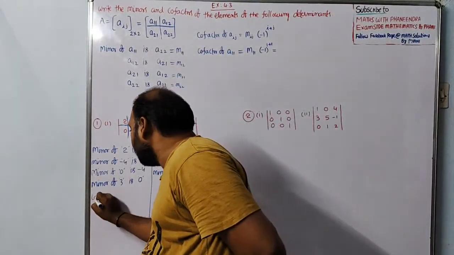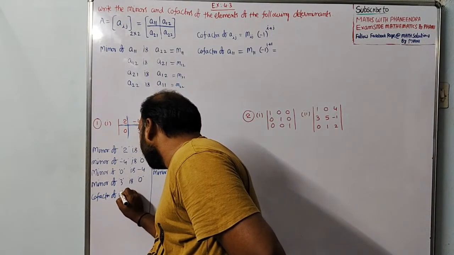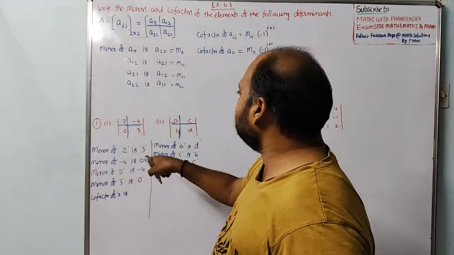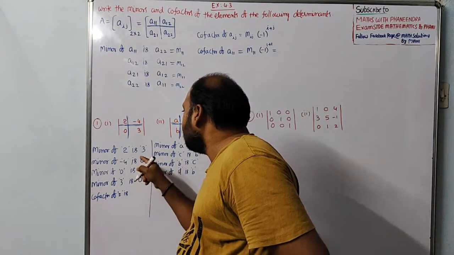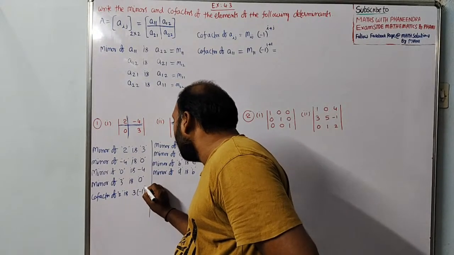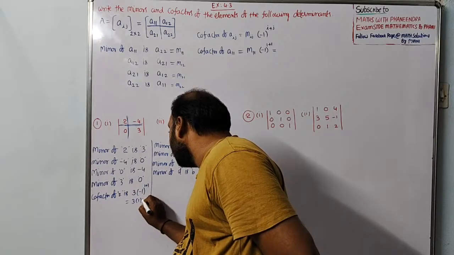So the cofactor of the element 2: which element is 2? First row, first column only, no? So the minor value 3 is multiplied with minus 1 whole power 1 plus 1. It is nothing but 3 into 1, which is equal to 3.